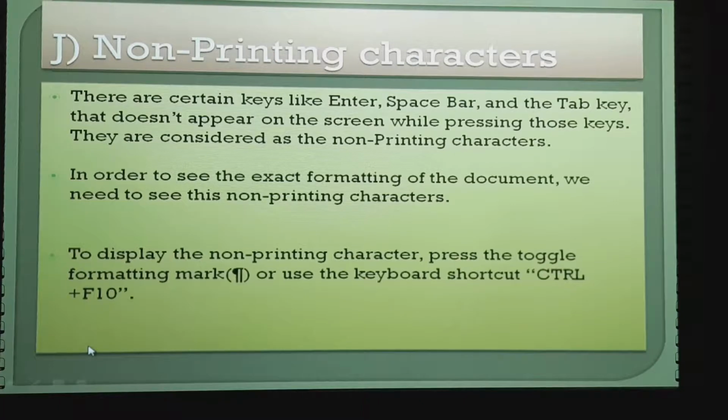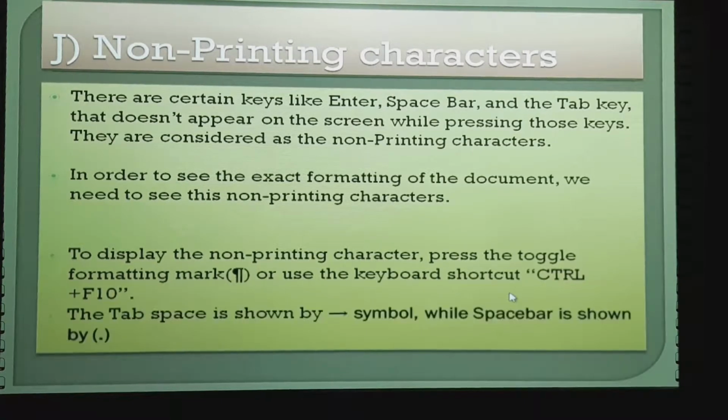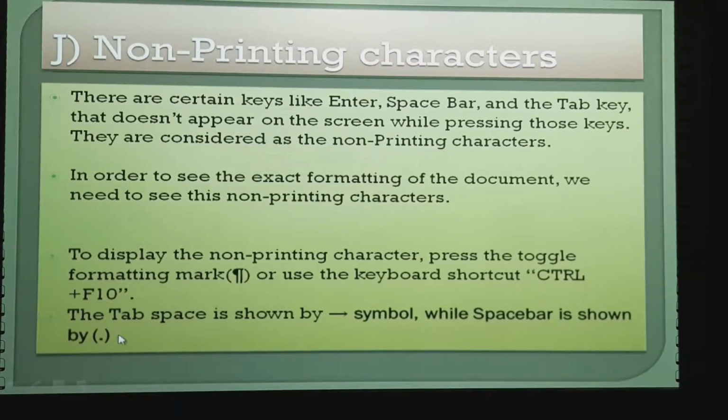And to use the keyboard shortcut to display the non-printing characters, the toggle formatting mark can be pressed, or directly Control plus F10 can be pressed. The tab space is shown by an arrow symbol, while the spacebar is shown by a dot. So once we press the toggle formatting mark, the space created by the tab key will be shown by an arrow directed towards the right, while the spacebar will be shown by a dot.